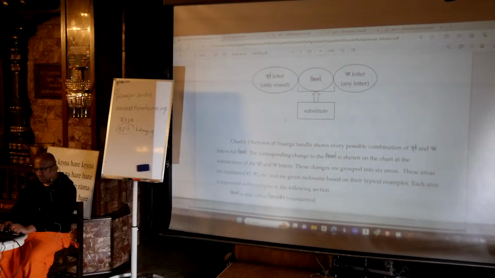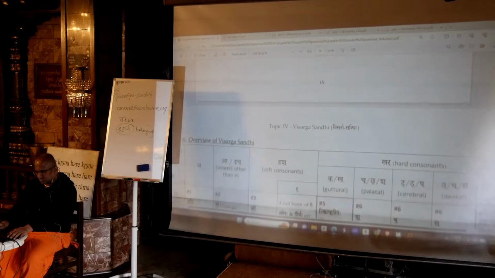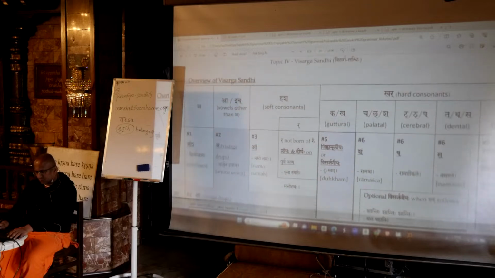Visarga is also called Visarjaniya. Please remember this also. That's just another name of Visarga. In sutras, the name Visarjaniya is used for Visarga. Okay, so this is the overview.